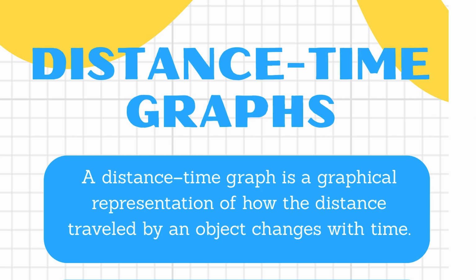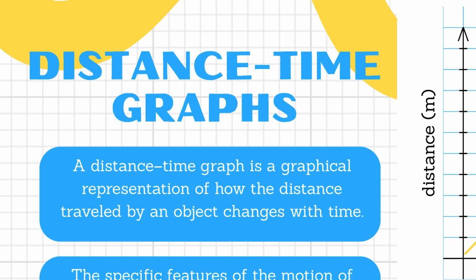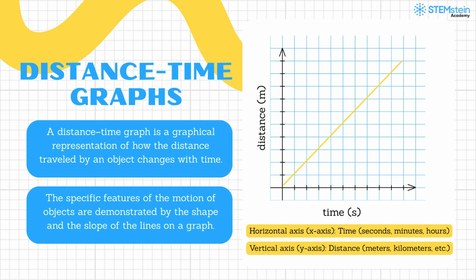Let's talk about distance time graphs. Distance time graphs are a visual representation of how an object's position changes over time. So it basically represents that object's motion. The horizontal axis will represent time, whether it be in seconds, minutes, or hours. And the vertical axis will represent distance, whether it be meters, kilometers, or miles.